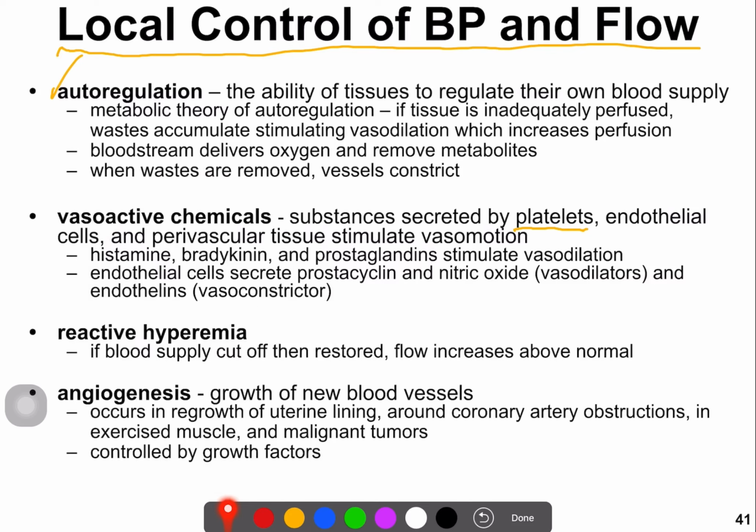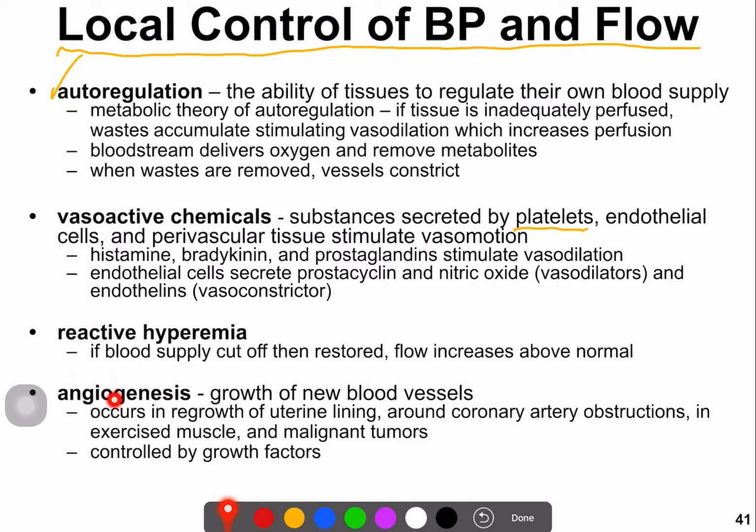Another way of local control is reactive hyperemia, which is a blood flow response. This happens if blood flow is temporarily reduced or cut off to a part of the body. Then what happens is that you compensate by increasing flow above normal to it. And that's hyperemia. We also have angiogenesis.